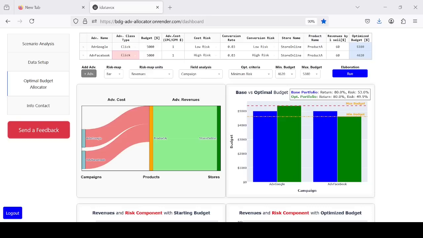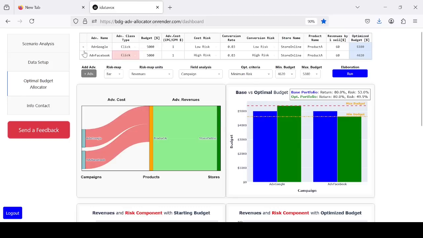Hello everyone. In this video, we'll show you, using our platform, in a very simple case, why proper budget allocation is crucial. By optimizing your budget, you can save money and avoid losses. Let's imagine we're running two ad campaigns for the same product, Ad Google and Ad Facebook.